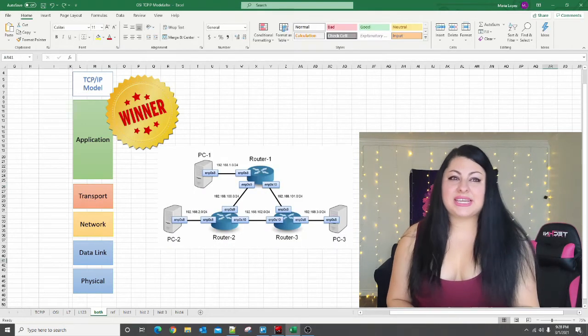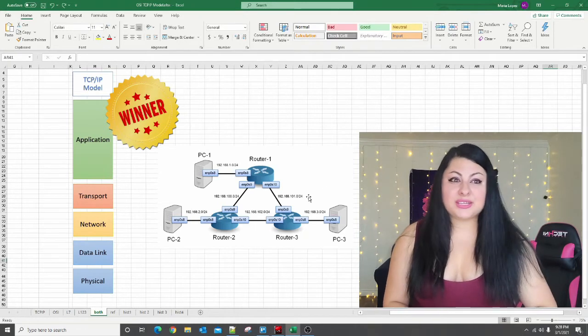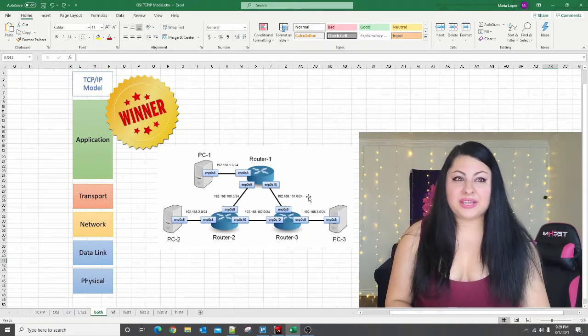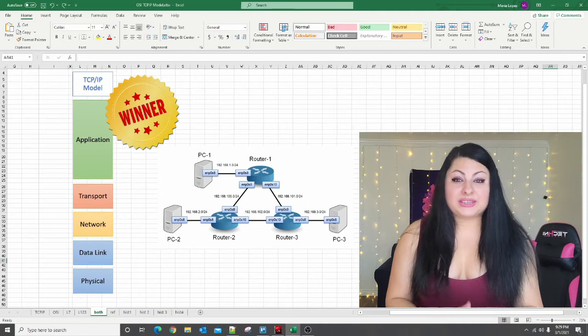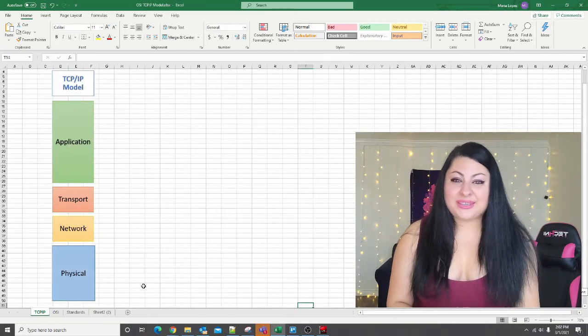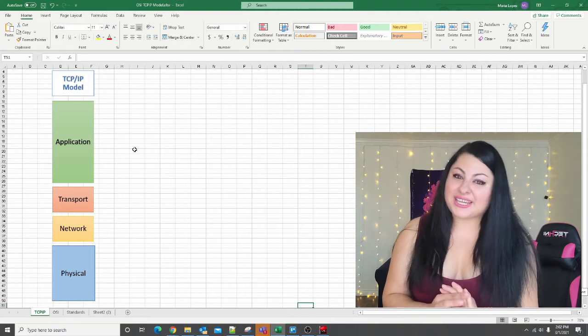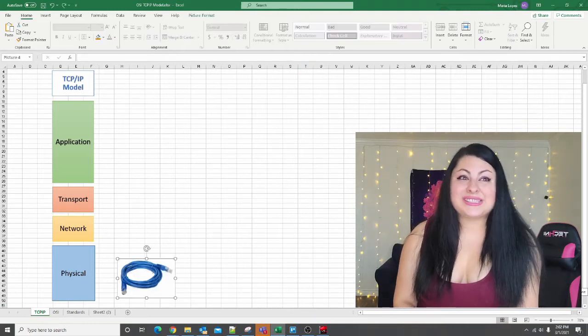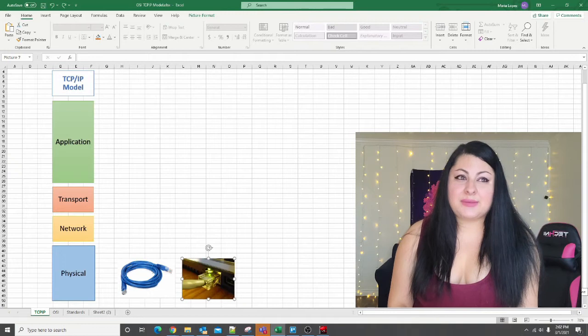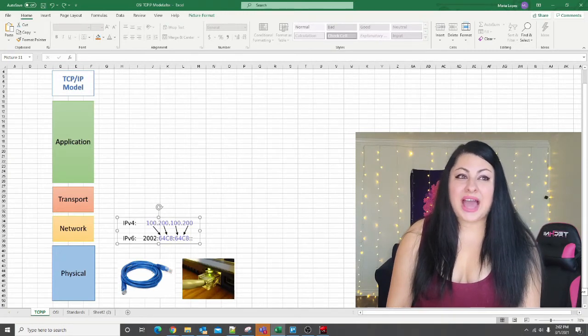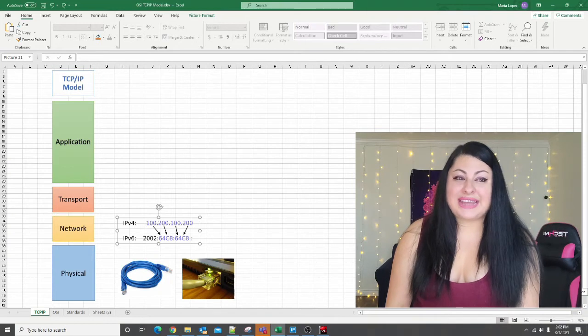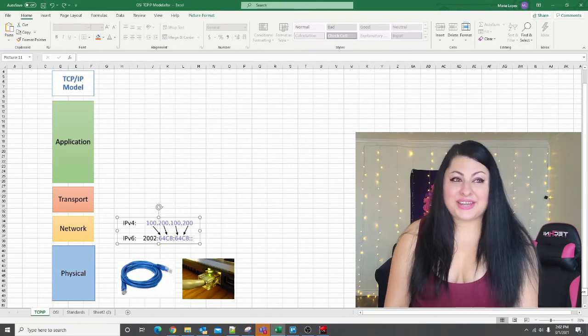So this model takes all the features like IP addressing, data flow, routing, and it divides it into four layers. The four TCP/IP layers are physical, network, transport, and application. The physical layer includes Ethernet cables. Ethernet cables and ports are now the standard. The network layer deals with IP addresses and routing. Now, Internet Protocol is the standard.